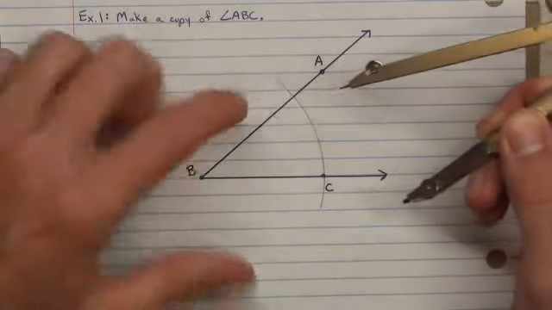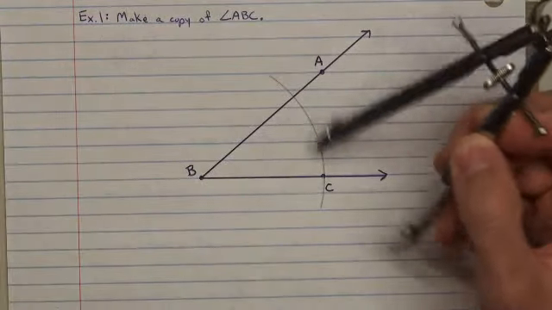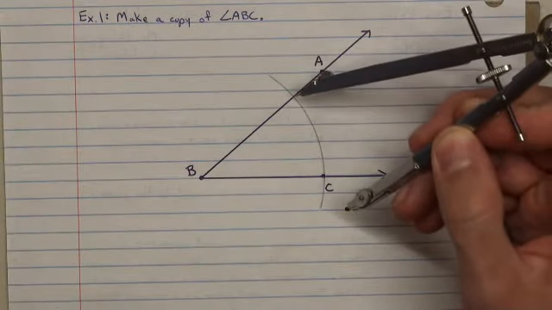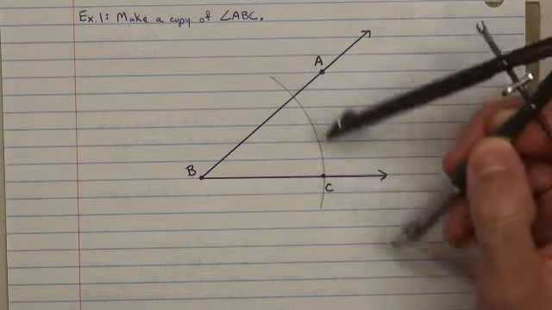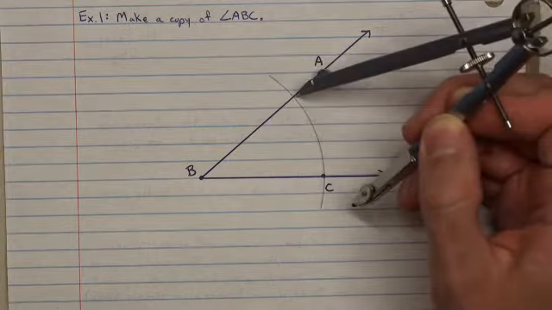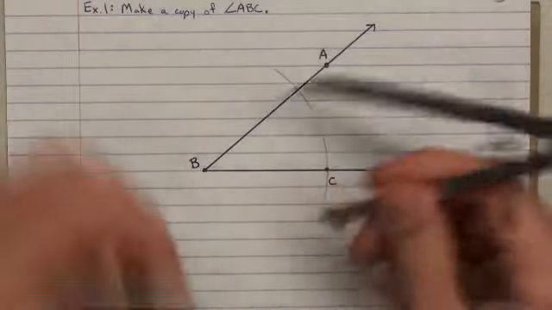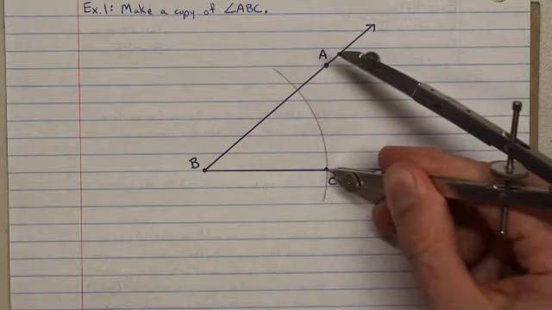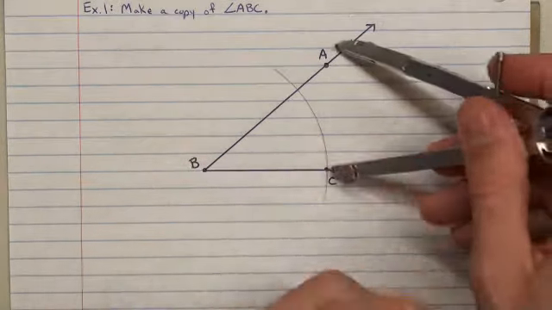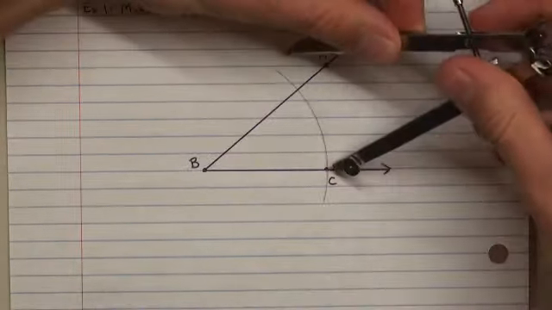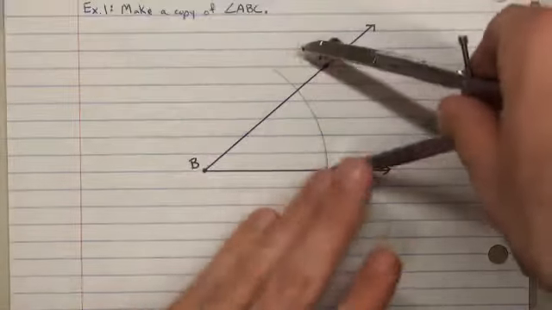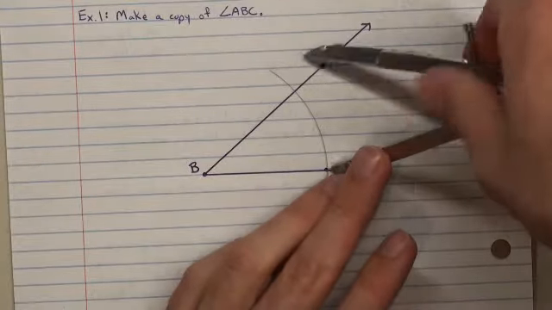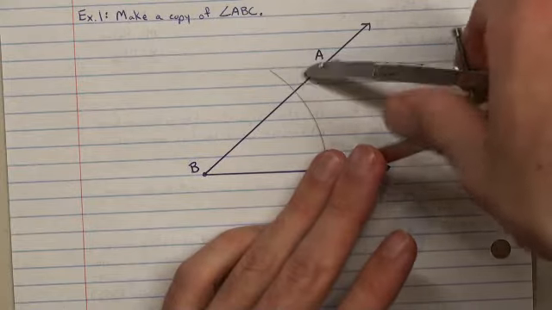Now, I put the compass point at either one of these 2 points, where the arc intersects the side of the angle. It doesn't matter where. I'm going to put it on the bottom right here. So it crossed the side right there. And now I'm going to change the size of my compass until the pencil point goes right to where it crossed the other side.